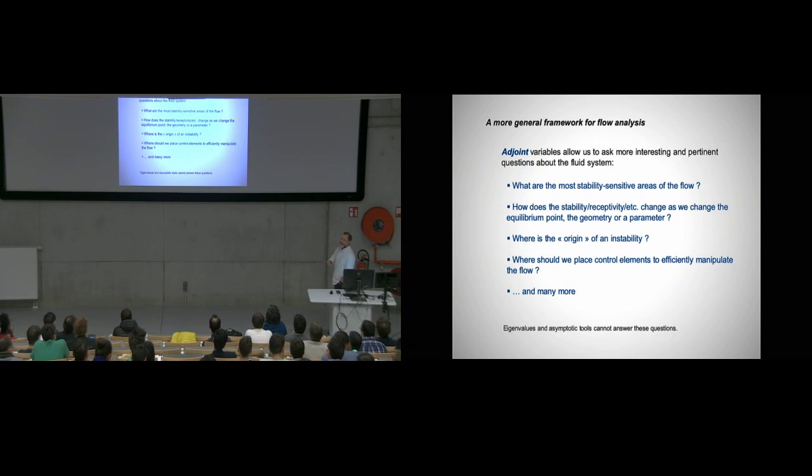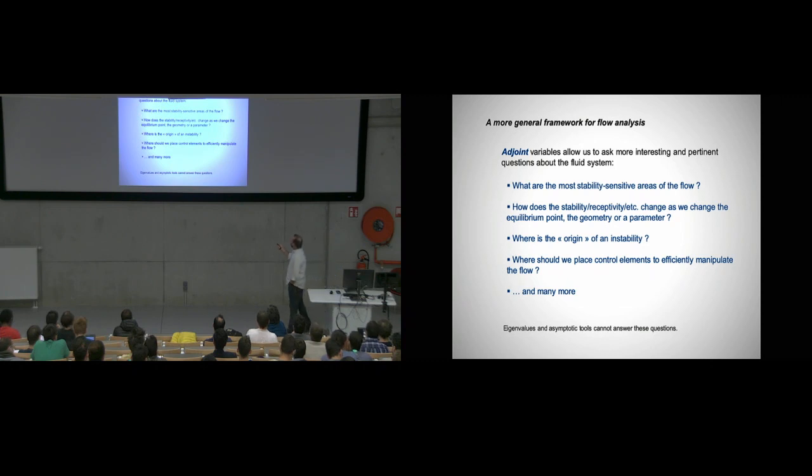And because of that one, we can ask very, very different and very complicated questions that are often not asked in stability theory if you do it the classical way. The classical way, you just care about thumbs up or thumbs down. It's a binary decision. Is it stable or not? Is the eigenvalue in the half-plane that is unstable or the half-plane that is stable? Here we can ask a little bit more intelligent questions. For example, what are the most stability-sensitive areas in the flow? The adjoint will point to that.